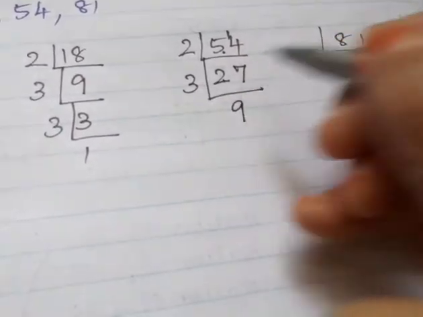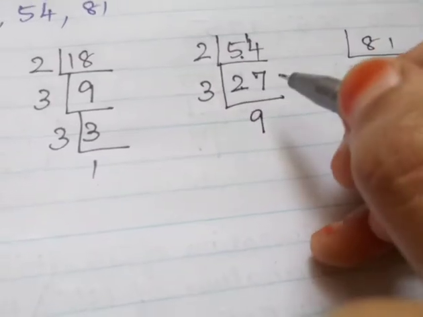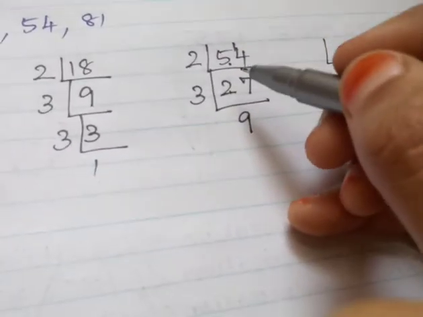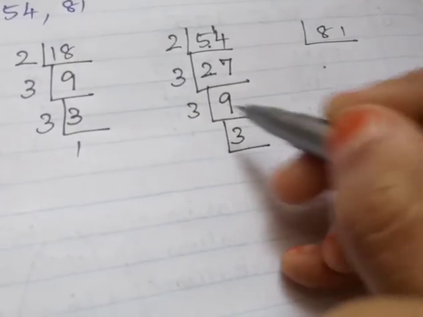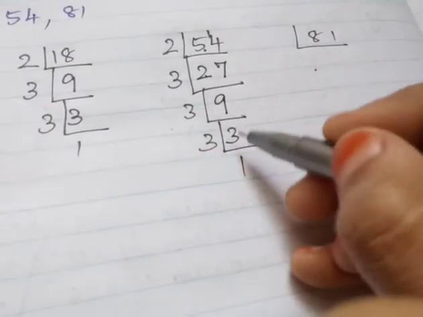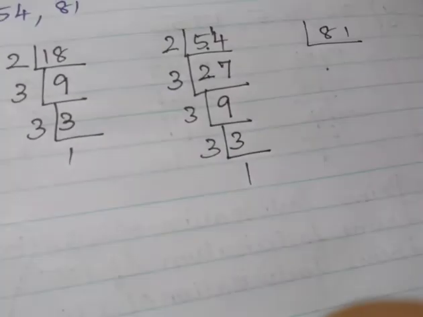1 will become 14. 7 2s are 14. 3 9s are... because it comes in the third table. 2 plus 7 is 9, but it comes in the third table. 3 9s are 27. Sorry, 3 3s are 9. Then 3 1s are 3.